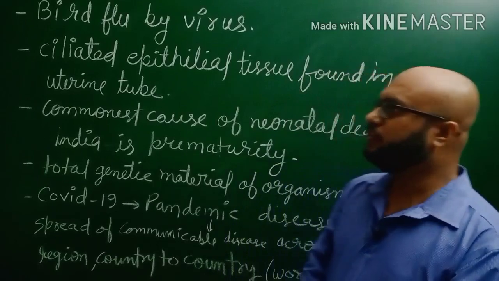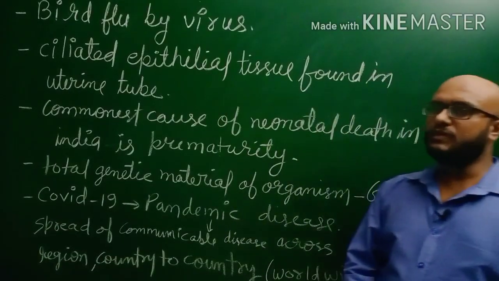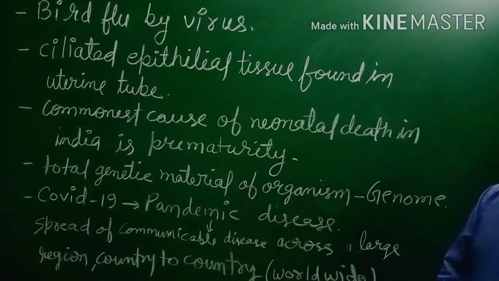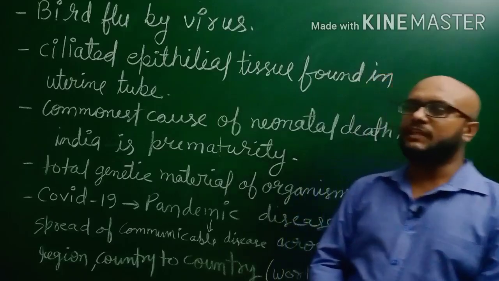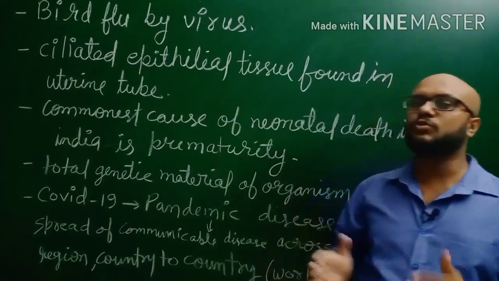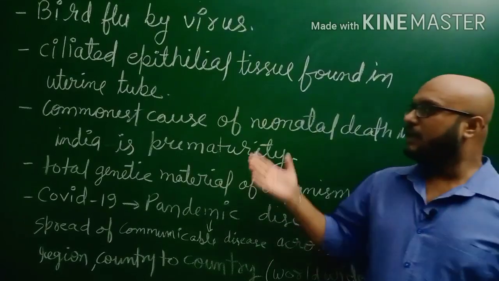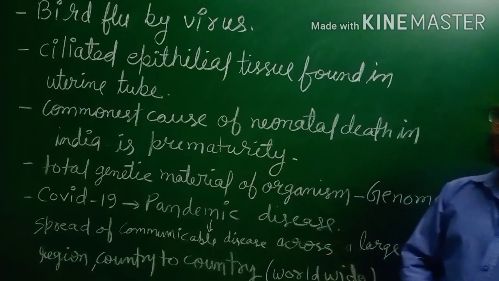Now we talk about bird flu. Bird flu is caused by a virus. Bird flu is a viral disease. Ciliated epithelium tissue is found in the uterine tube. Ciliated epithelial tissue found in the uterine tube helps in the movement of the ovum. Commonest cause of neonatal death in India is prematurity.